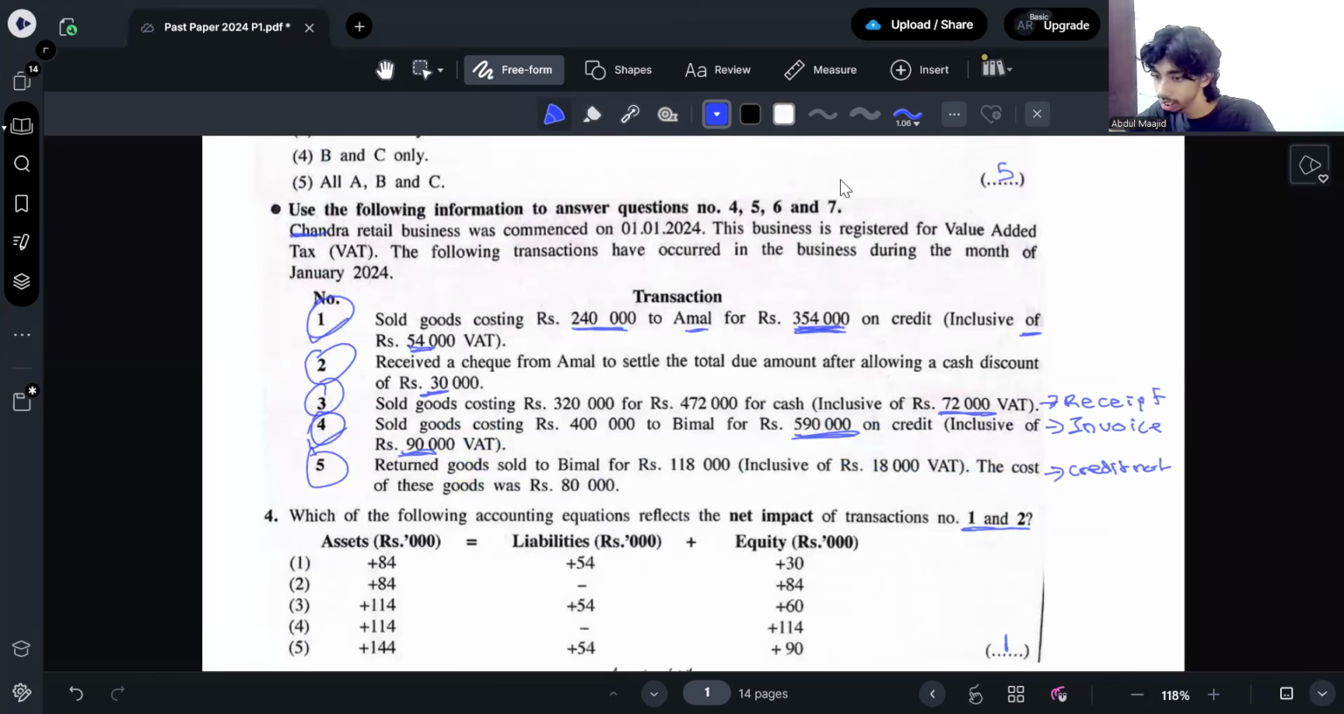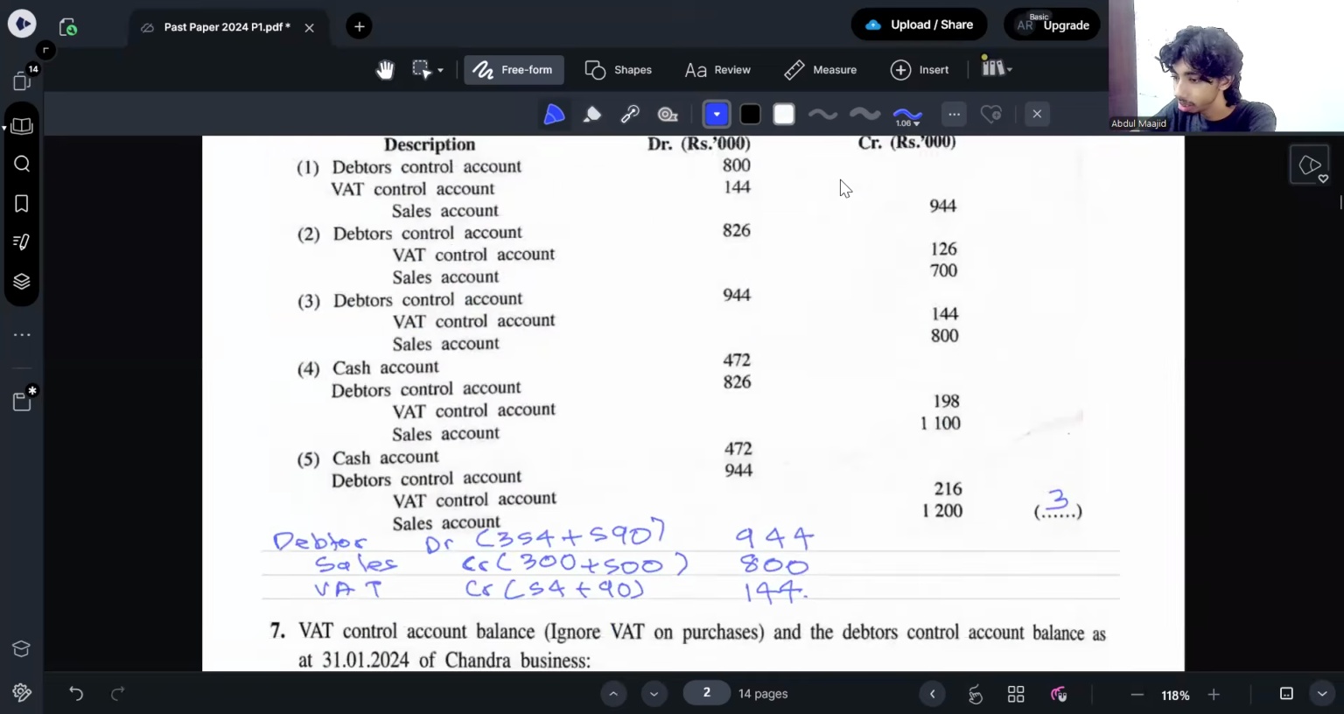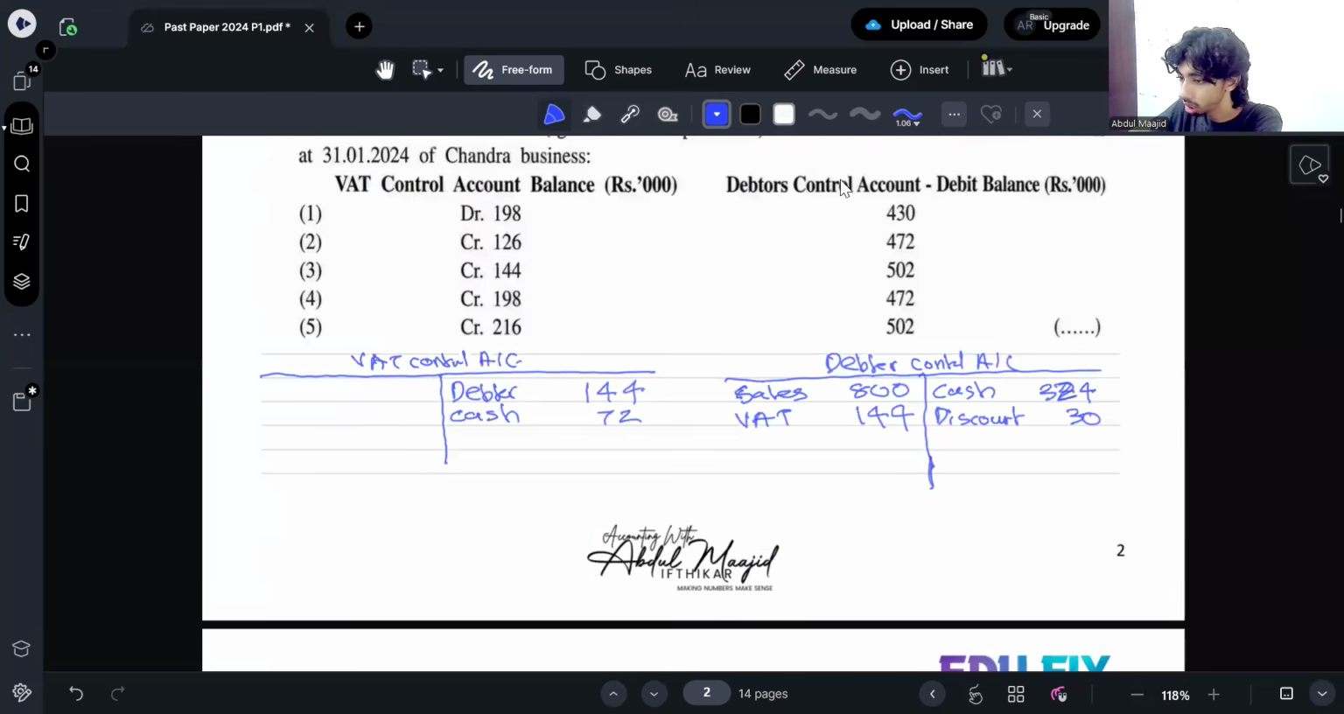And then the last one, return goods sold to Bimal for 118,000, including 18,000 VAT. The cost of these goods was 80,000. Okay. So return goods sold to Bimal, that will be credited to the debtor control account. So return, and the return VAT amount. The selling price of the returned goods is 100 and the VAT amount is 18. And then that 18 VAT should be debited to the VAT control account, debtor 18.